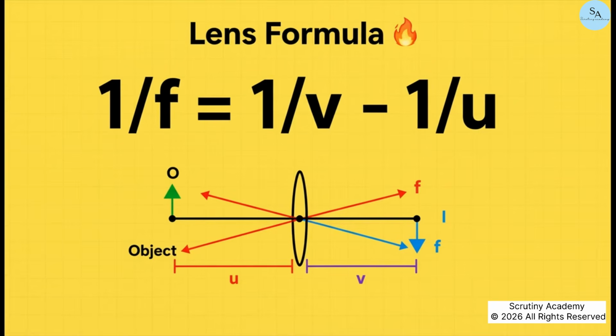This is the big one, the lens formula. It's a simple little equation that connects 3 things: u, the object's distance, v, the image's distance, and f, the lens's focal length. If a question has numbers in it, this is almost definitely where you'll start.